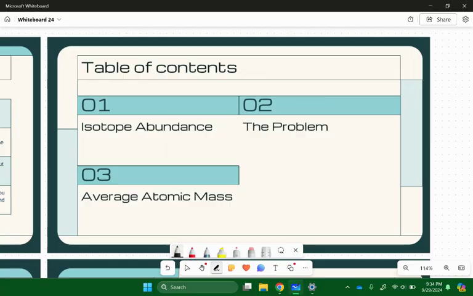So, today we're going to talk about three different topics. We're going to talk about isotope abundance. We're going to talk about something that I'm referring to as the problem, meaning the problem with calculating the atomic mass, and then how we actually do calculate the average atomic mass.